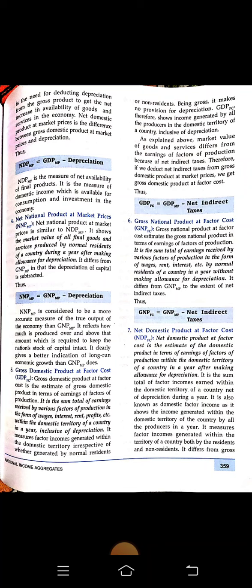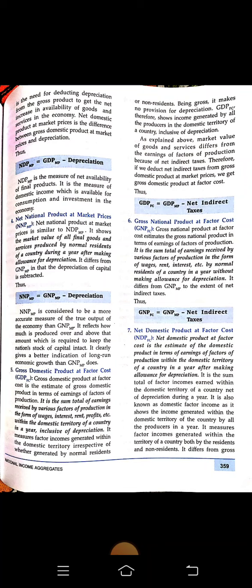It differs from GNP. How is it different? NNP MP is equal to GNP MP minus depreciation. See both the formulas. NDP MP is equal to GDP MP minus depreciation. And just below that we are saying NNP MP is equal to GNP MP minus depreciation. So above, gross domestic product at market price is subtracted by the depreciation to get net domestic product. And here we are subtracting depreciation from gross national product to get net national product.